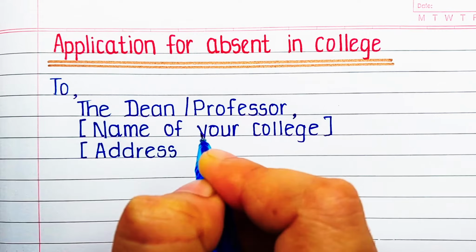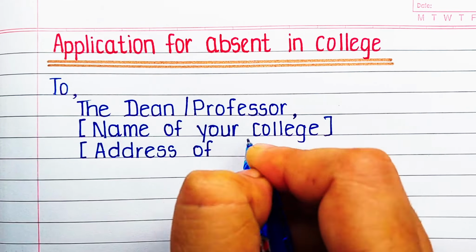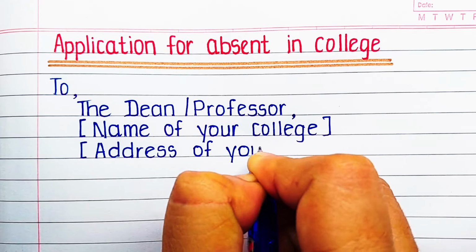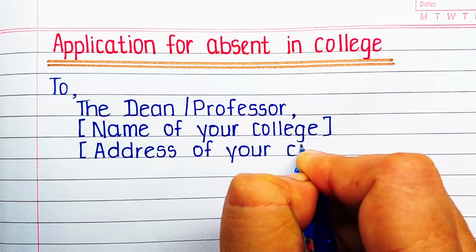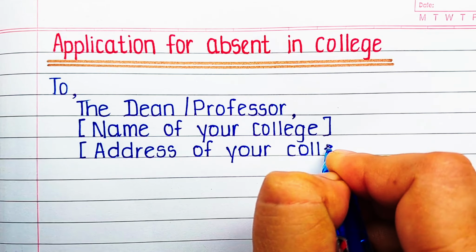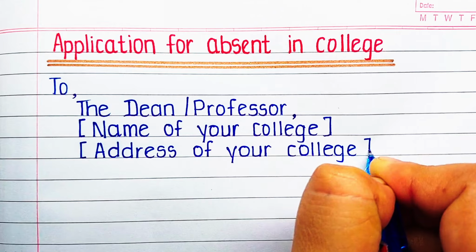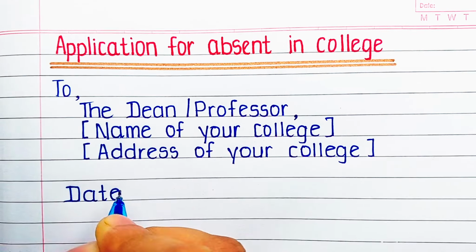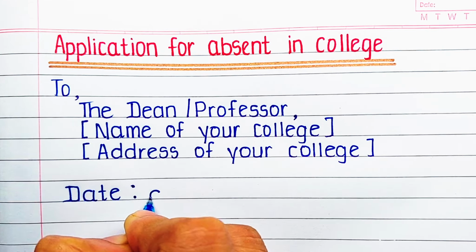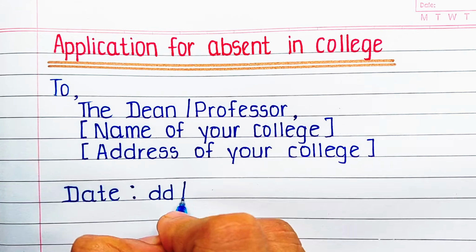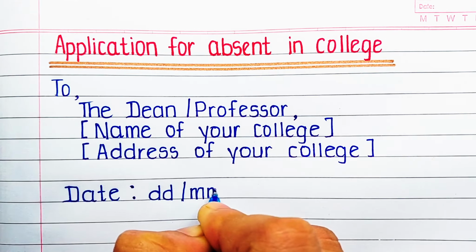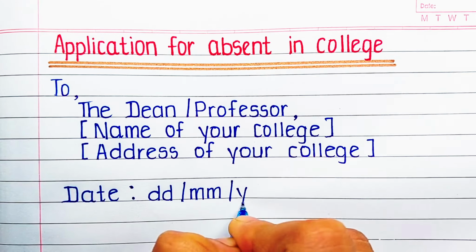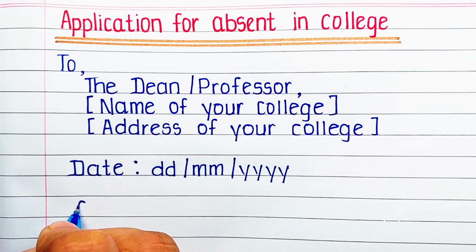To the dean or professor. In the next line, the name of your college. In the next line, the address of your college. Next, the date on which you are submitting the application, in the format date, month and year.